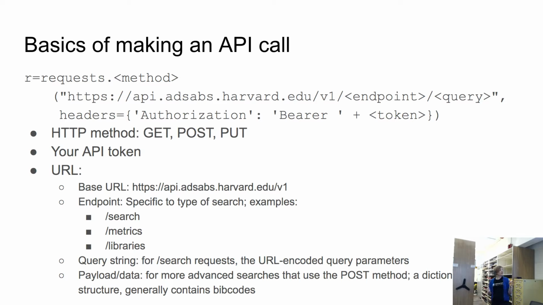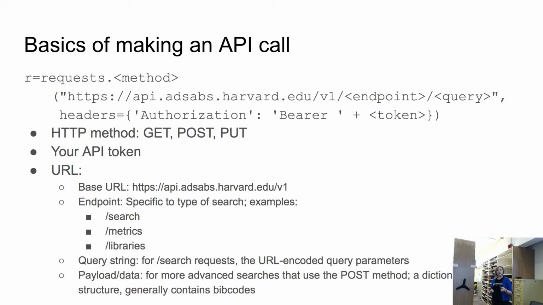After you have the endpoint, then you might have a query, or something else that's specific to the type of search that you're making. So if you are querying for an author search or something like that, that's where all of those parameters go, at the very end of the URL.